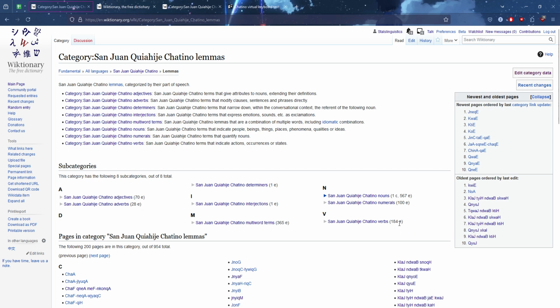But I think he was an undergraduate student when he was working on this project, but now he's I believe a PhD candidate at Stanford University. But there are 184 verbs here. There are 365 multi-word terms. Essentially, it just means that there are two separate words connected, and there is one interjection, one determiner, as well as 70 adjectives and 28 adverbs. So I'm going to show an example in the noun section.